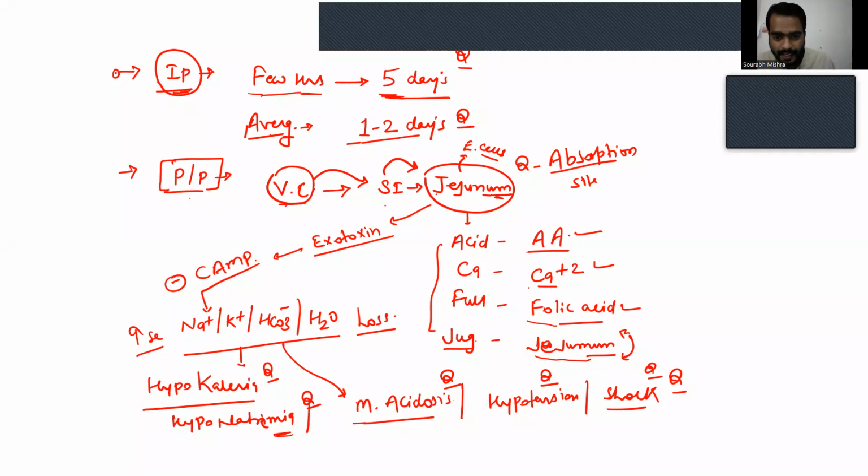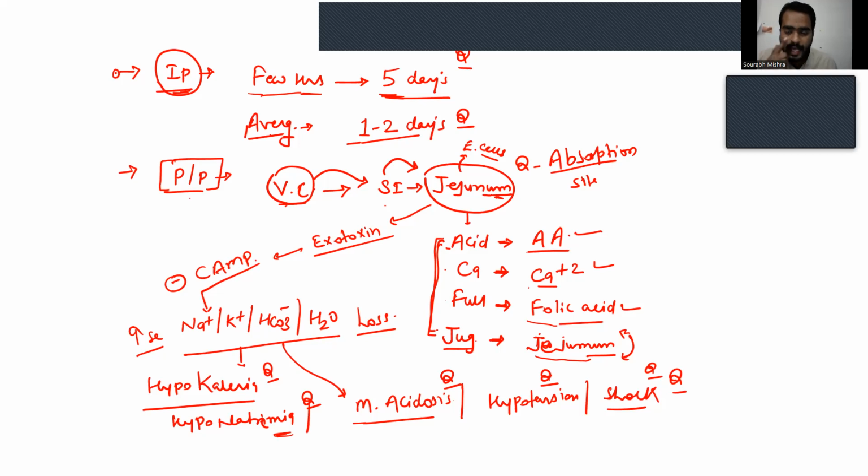Regarding the jejunum, I want to tell one mnemonic. The mnemonic is "Acid Ca Full Jug." Acid belongs to amino acids. Ca belongs to calcium plus 2. Full belongs to folic acid, and Jug belongs to your jejunum. So Acid Ca Full Jug means most of the amino acids, calcium plus 2, and folic acid are absorbed in the part of the small intestine named the jejunum. So this is your normal information.